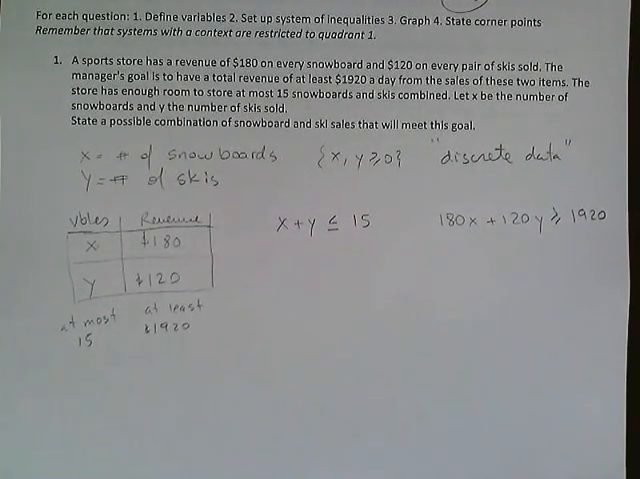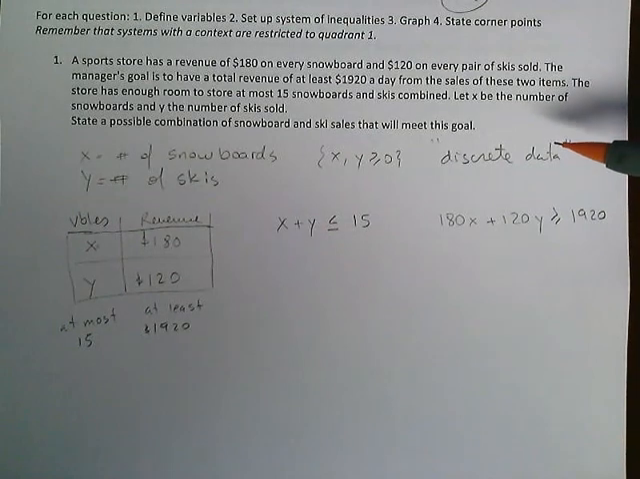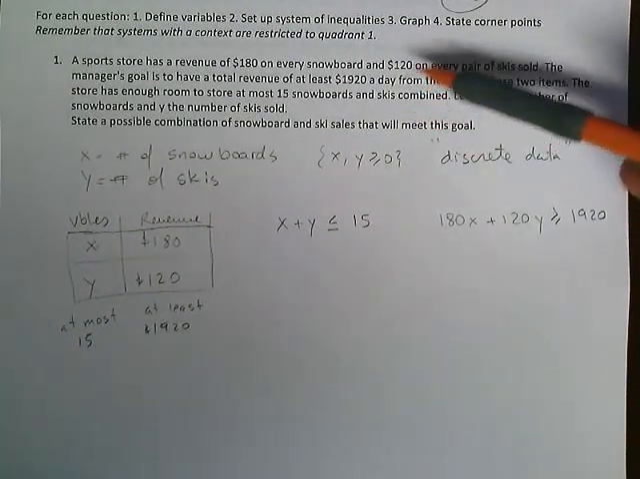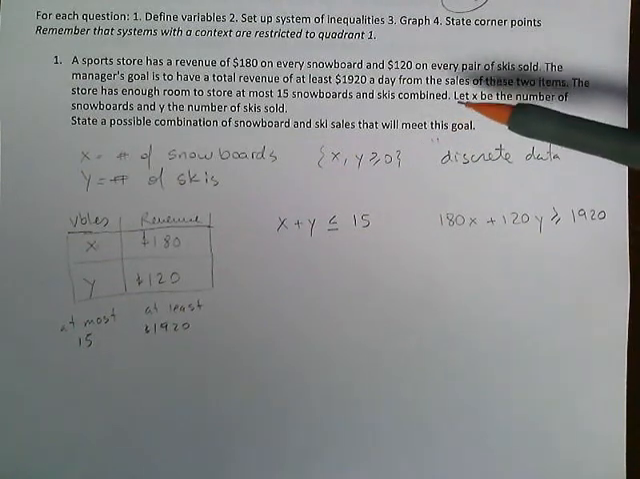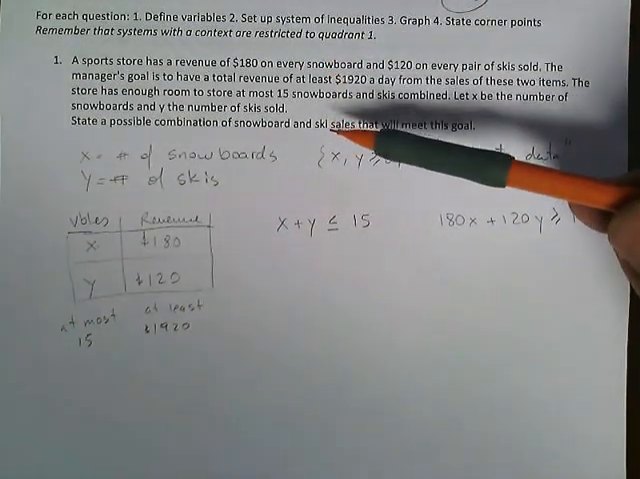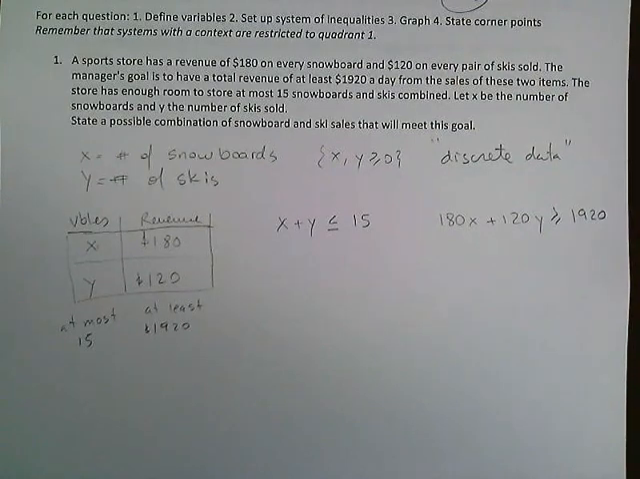All right, so those are the only restrictions put upon you. Okay, and they could have added another layer here, right? Like, because you make the most with snowboards, the owner wants to sell at least 10 snowboards, right?